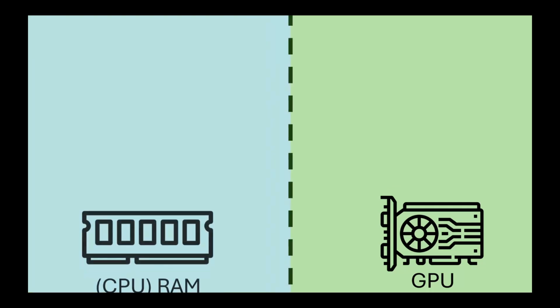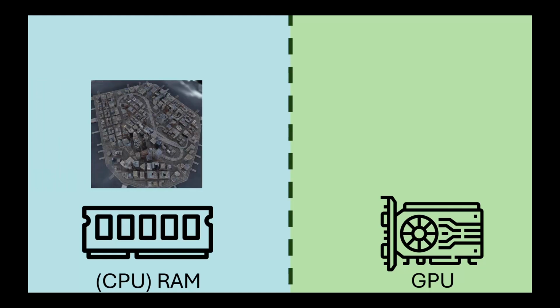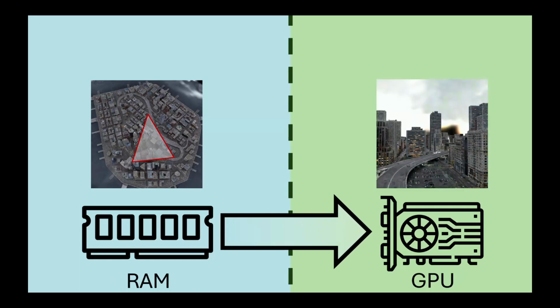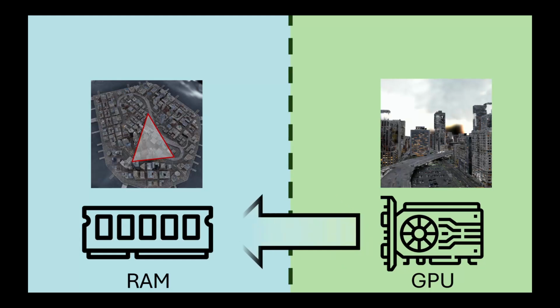So what's the solution? We propose to use a larger, slower pool of memory, like system RAM, to store the entire 3DGS model we want to train. Then, in each training iteration, we select only the visible Gaussians from the current training view and send them over to the GPU. Then we execute a single training iteration and write the optimized Gaussians back to system RAM.